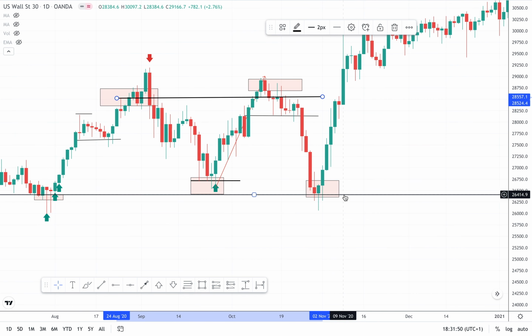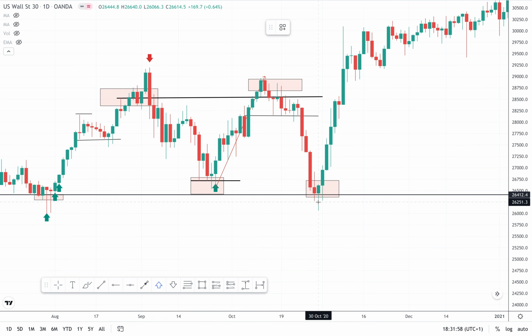And then at this moment here, when we come back to this level of support, we get another green candle. At this point, just trading the zone, we get another green candle. We start printing green candles, green candles, green candles, telling us we're going higher. Price continues to go higher.